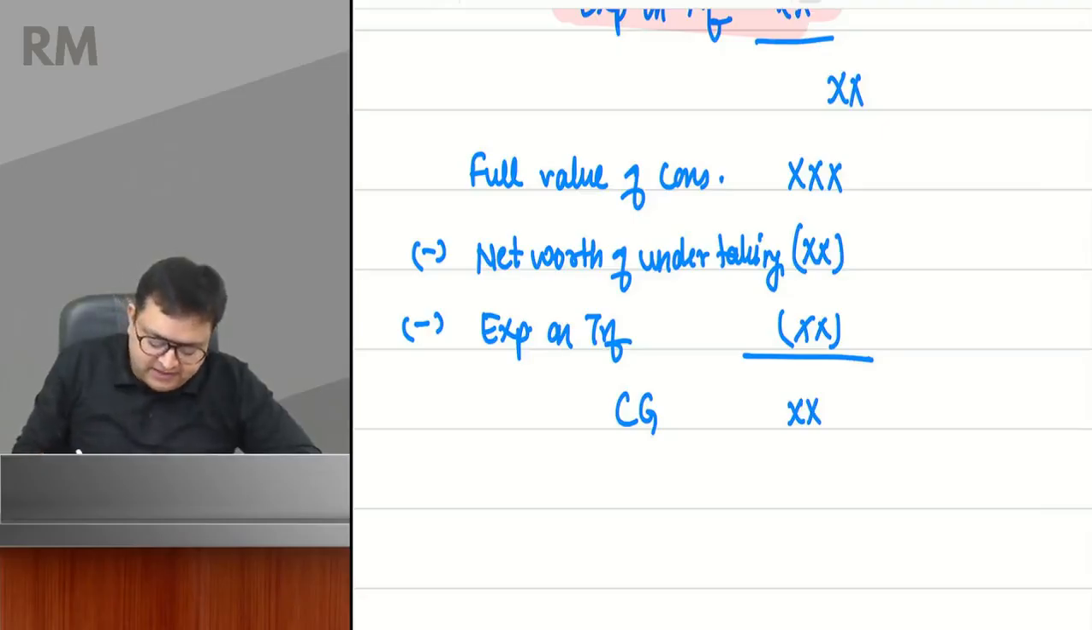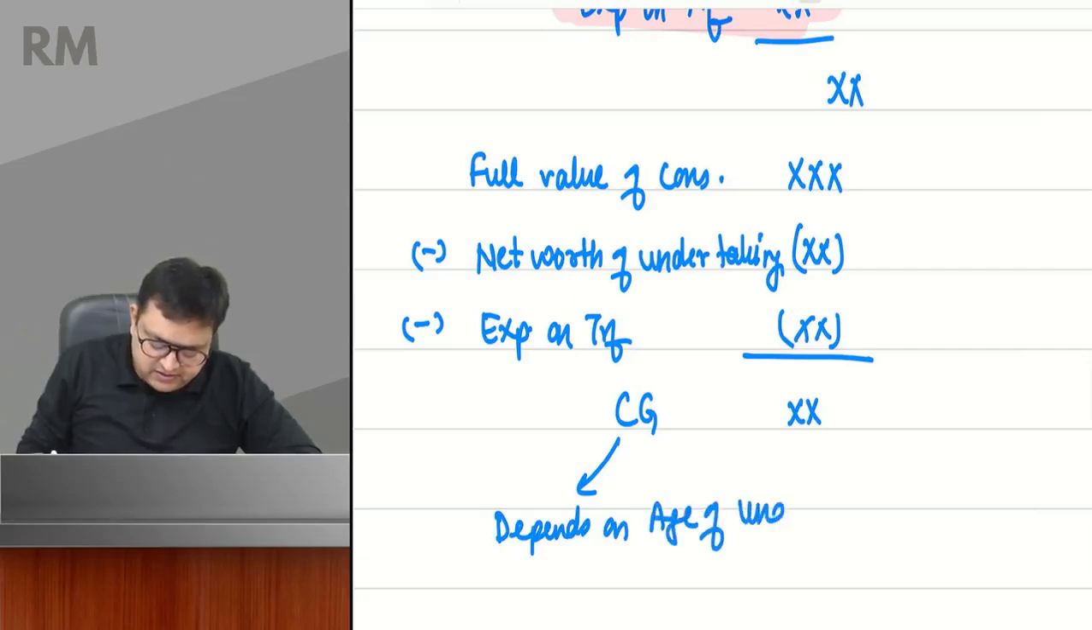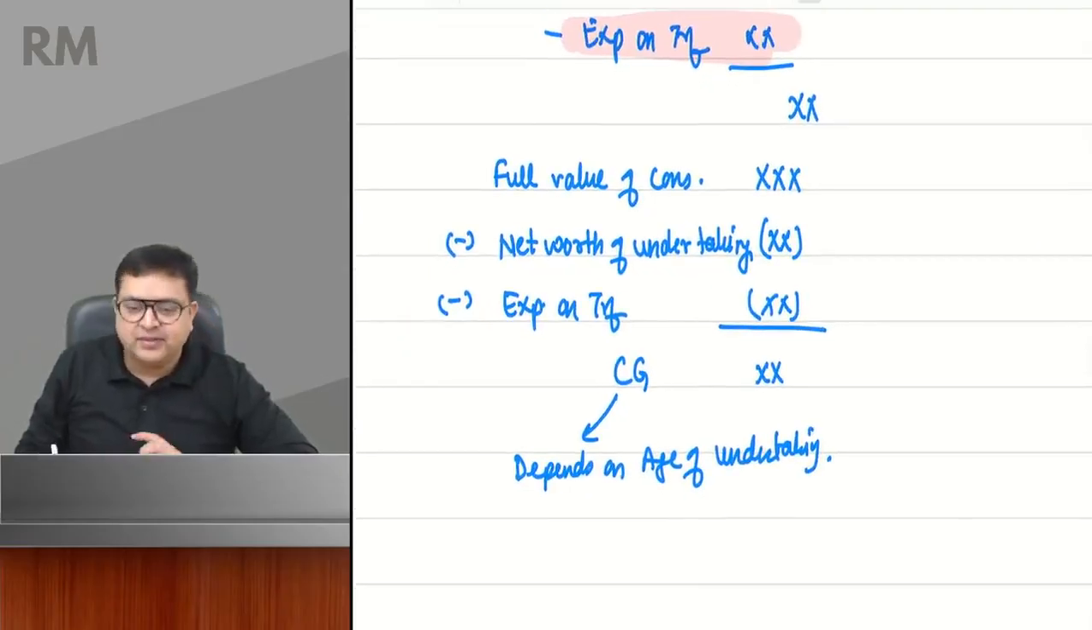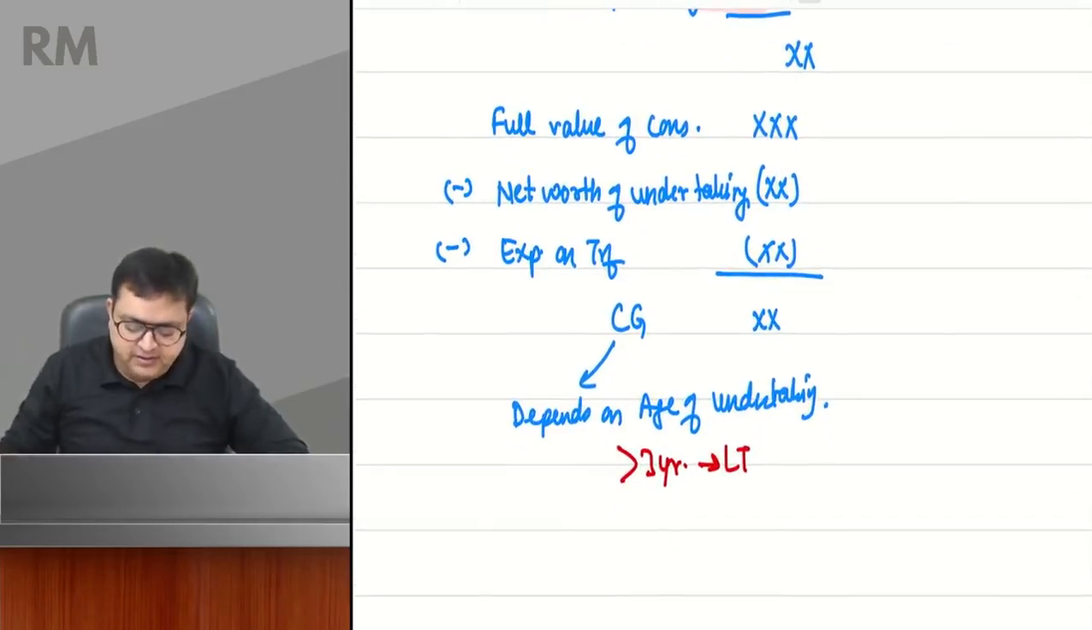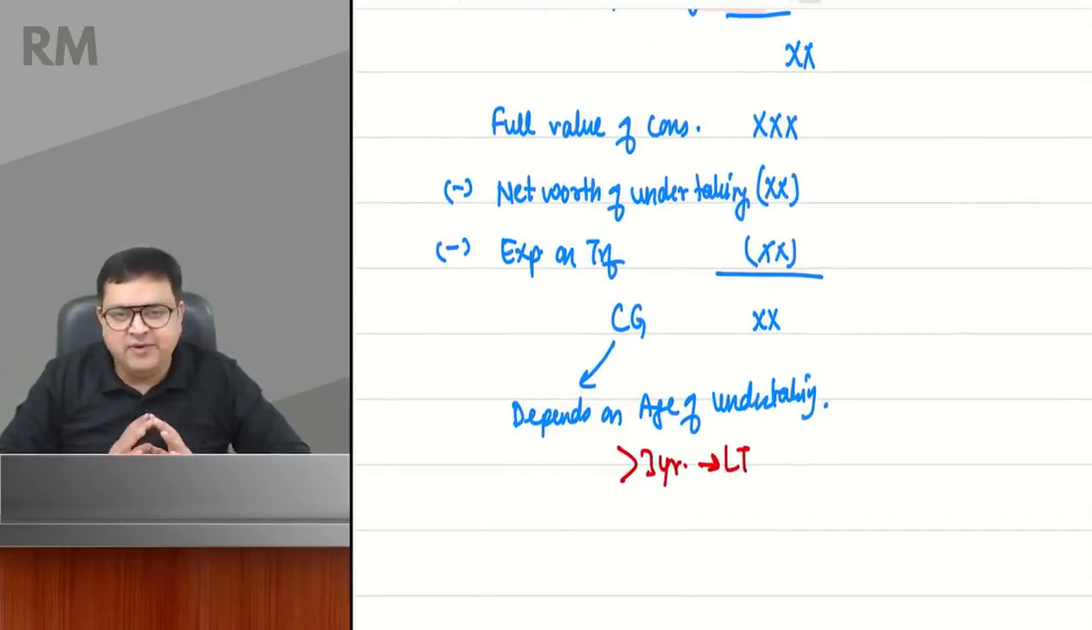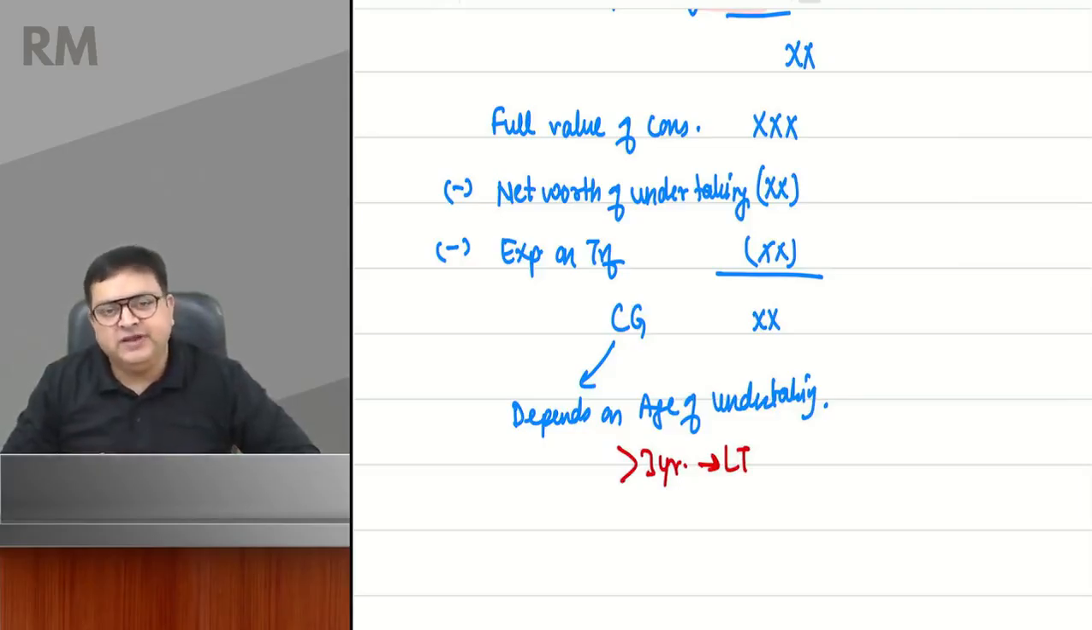Now this capital gain can be long term also or short term also. It depends on the age of undertaking. Age of undertaking means how old this undertaking is. So if it is more than 3 years, then long term, otherwise short term. And guys, they have not made a change here, because most of the capital assets now, after 2 years, are becoming long term. But there was no change in this budget for this. So please keep it 3 years. Pre-budget, post-budget doesn't matter, 3 years.